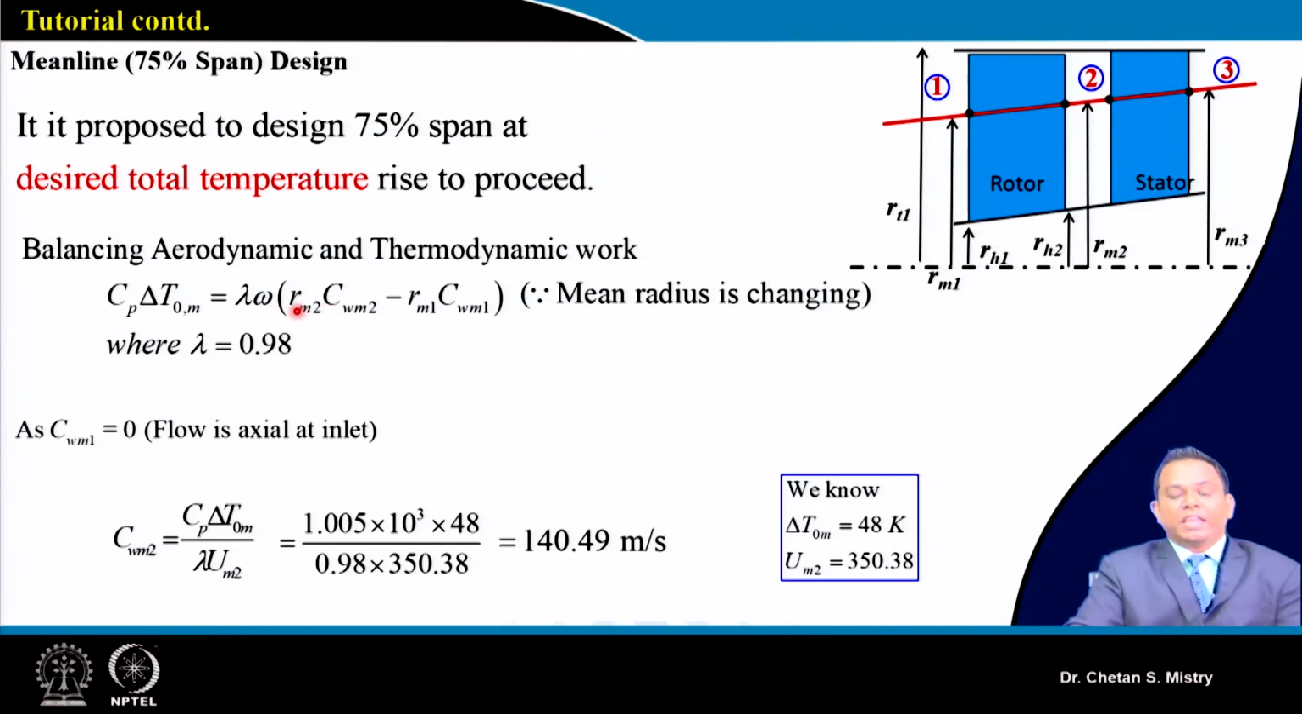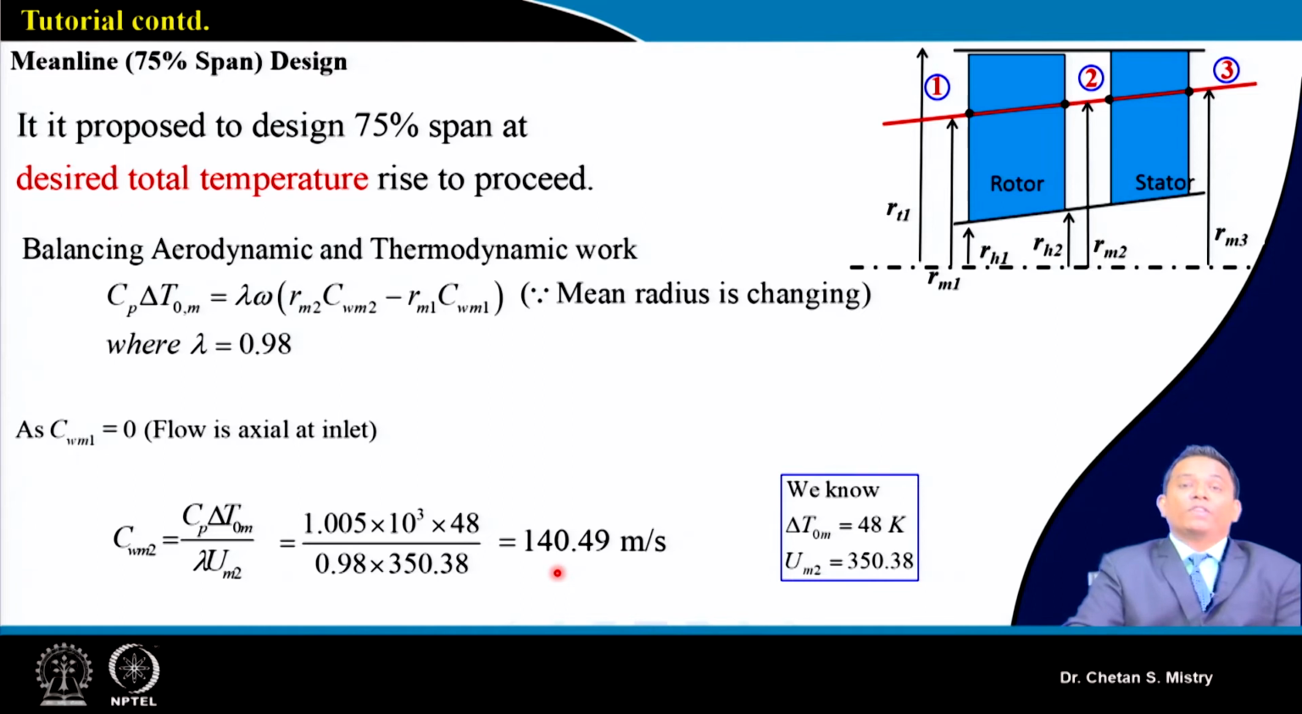This is what we can say in the sense of changing the equation, because my radius is changing at the entry as well as at the exit. So we need to be very careful here. Now this Cw1, we are taking to be 0. If this is your case, you can calculate the whirl component at the exit, at station 2, and this is coming as 140.49 meter per second.